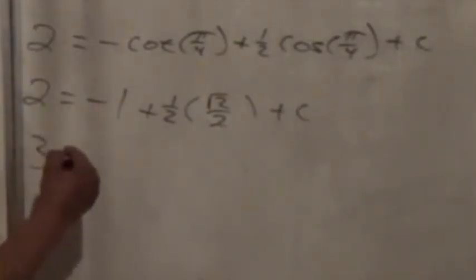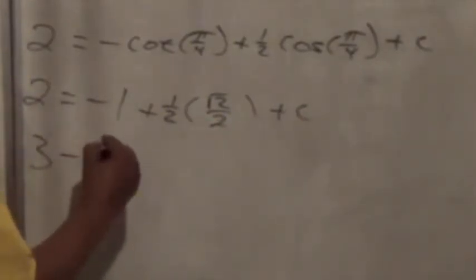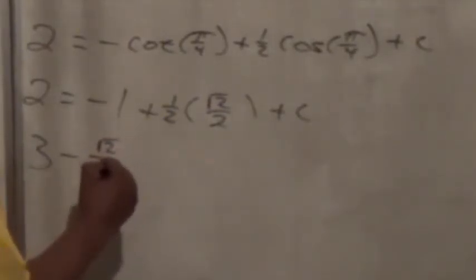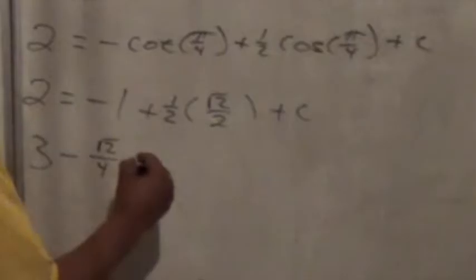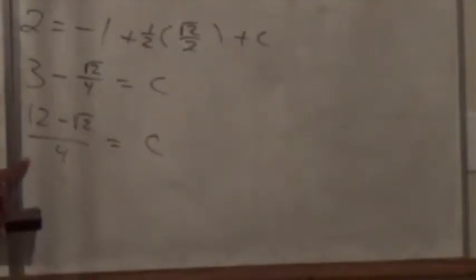Okay, I'm going to simplify this and put this all on the other side. So, adding 1 to both sides, I get 3. Subtracting this from both sides, I get minus square root of 2 over 4. And that's going to be equal to c. Now, I can combine that to be one term. And let's go ahead and do it. This will be multiplied by 4 over 4, which will give us 12 fourths. Okay, so we have our constant here: 12 minus square root of 2, all divided by 4.